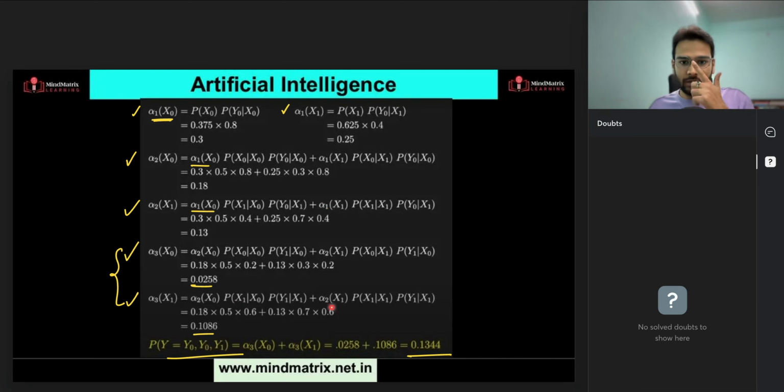Is this clear? So this is the probability of that particular observation sequence, that on the first day Tom is sad, on the second day also Tom is sad, on the third day Tom is happy. So the probability for that particular observation sequence is this.